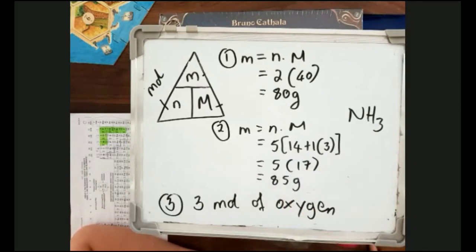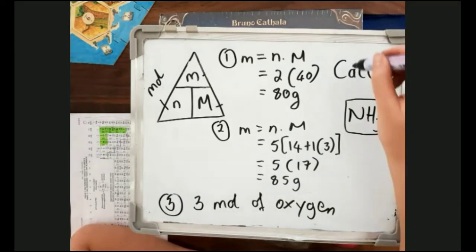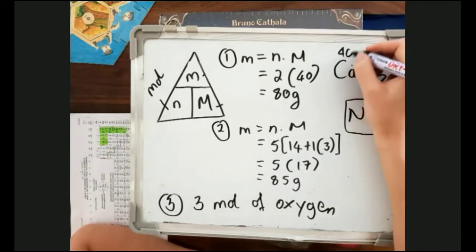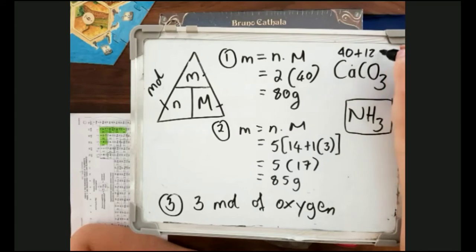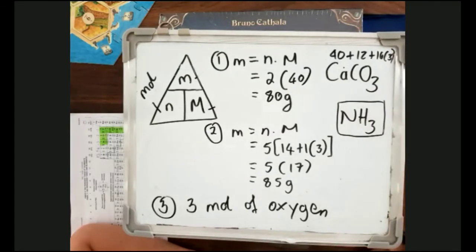So be careful if they're asking you for a compound. You'll have to work out the molar masses of each individual element. If they gave you something like calcium carbonate, then it's the molar mass of calcium, which is 40, plus carbon, which is 12, plus oxygen, which is 16, but there are 3 oxygens in total there. So be careful of anything where there's a molecule and you have to add all the different molar masses together.